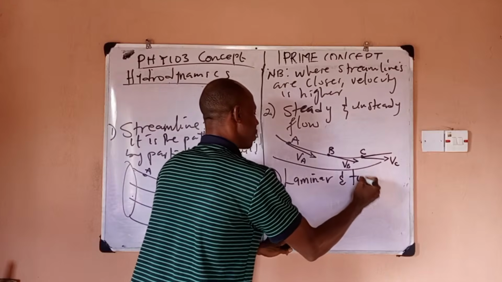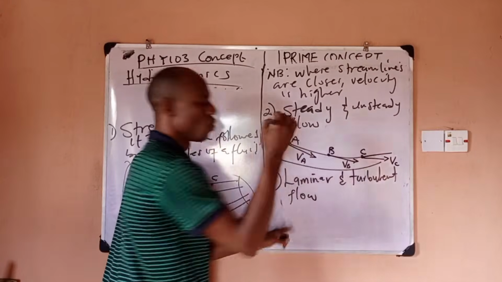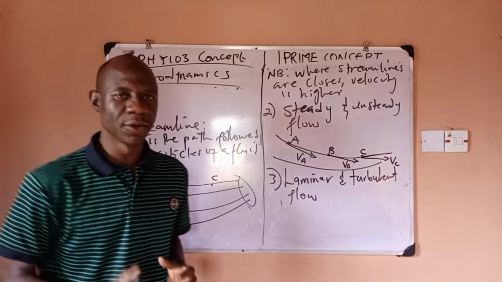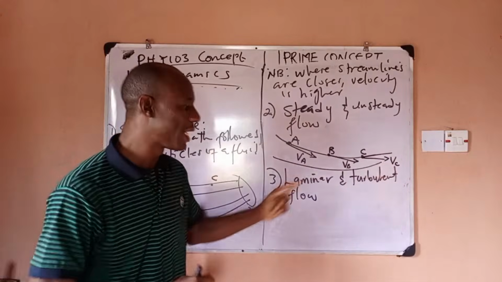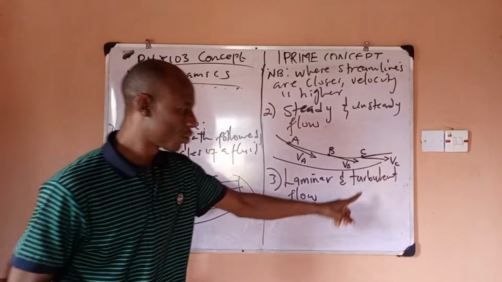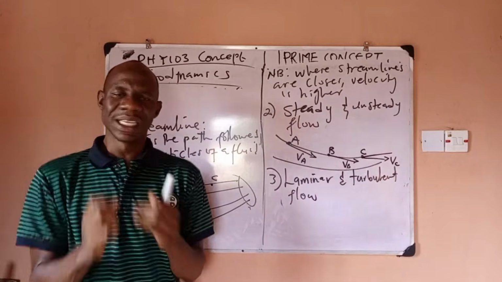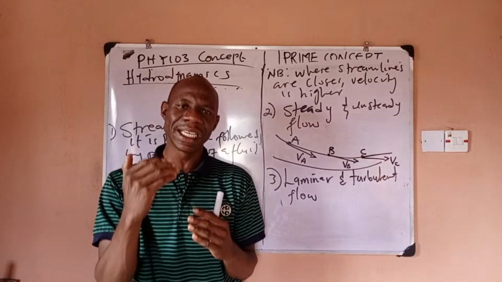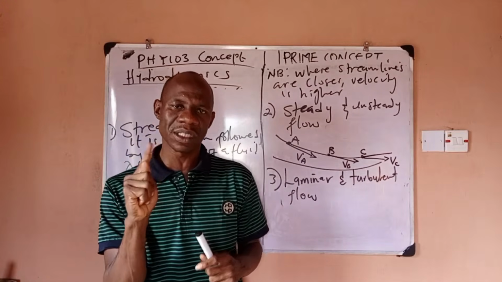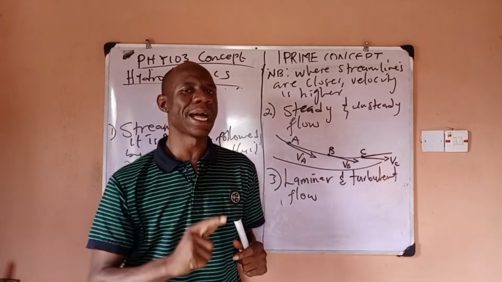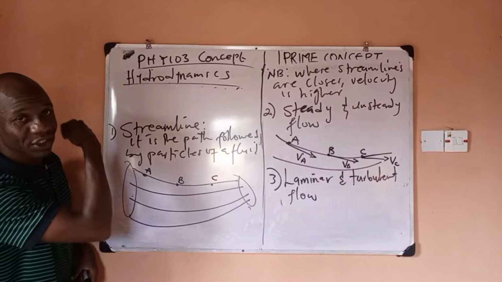So number 3 is what we call laminar and turbulent flow. A flow can be steady, a flow can be unsteady, a flow can be laminar, a flow can be what? Turbulent. So what is a laminar flow? A laminar flow is a flow that maintains a smooth streamline. It's a flow that maintains a what? Smooth streamline.